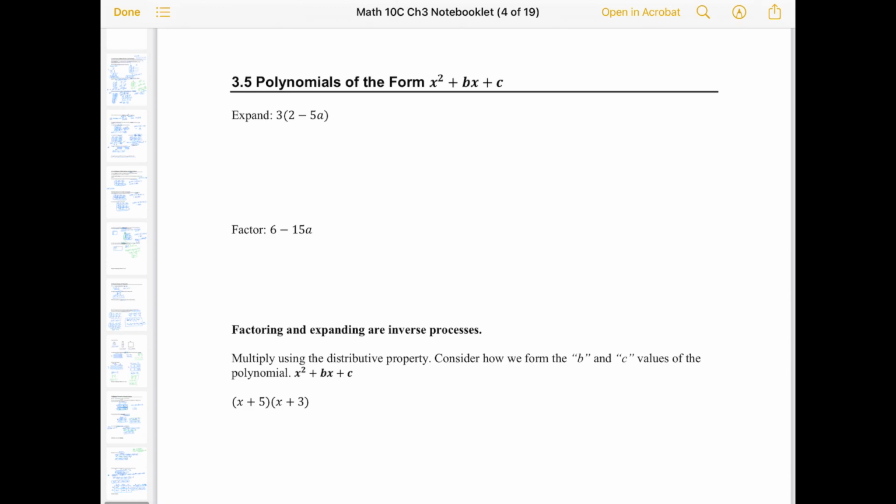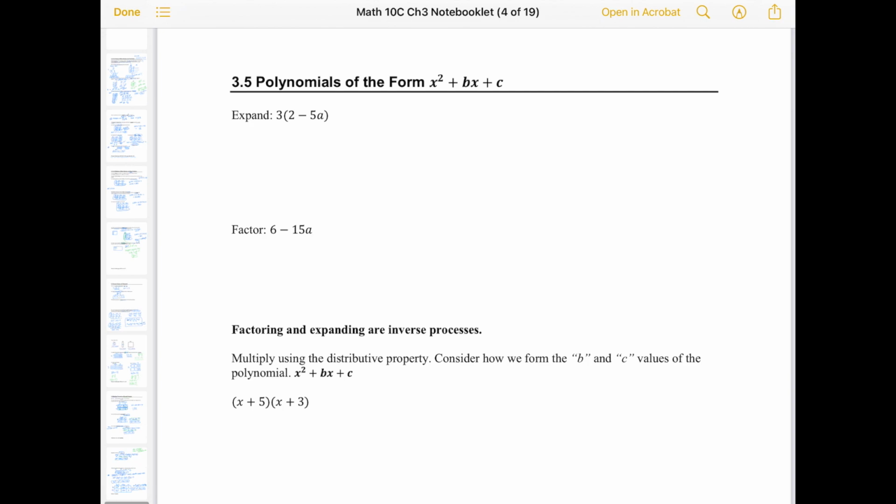Right, 3.5, polynomials of the form x squared plus bx plus c. Okay, so we're going to start doing some factoring here, and factoring is something that is not going to leave you. We do factoring right up through high school into university if you continue with it. Factoring is a big base here that we're working on. So first, let's start with expanding.